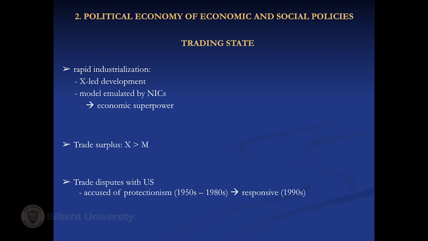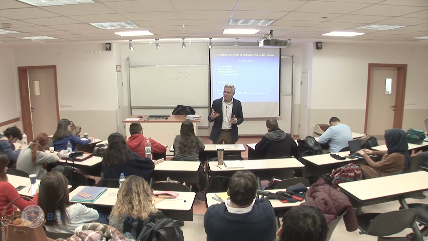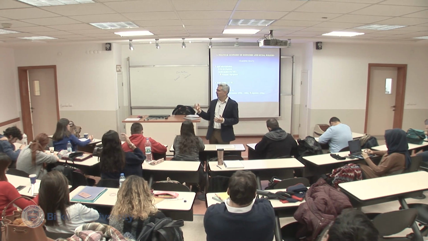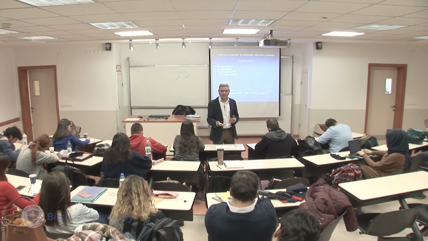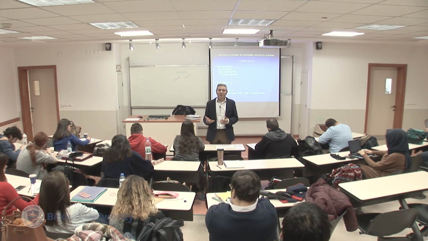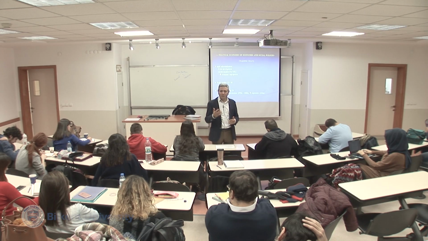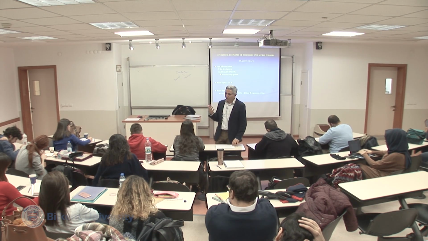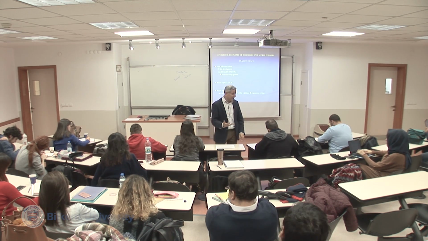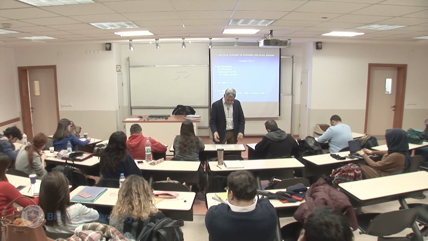So Japan became a superpower in the region, an economic superpower in the region, and it was also a model. It provided to other countries, other nations, a model of industrialization. So other countries followed suit by mimicking, emulating the Japanese model.